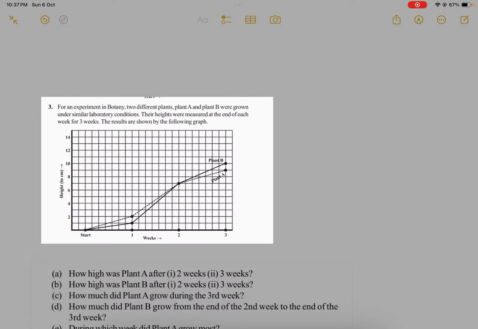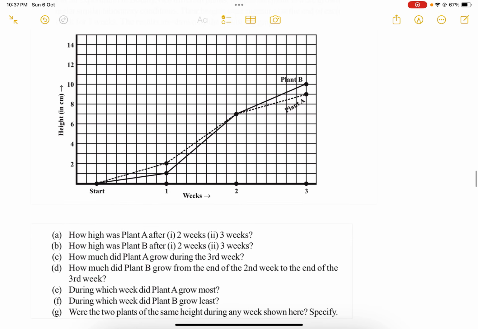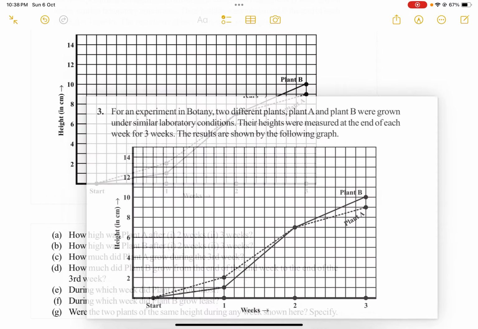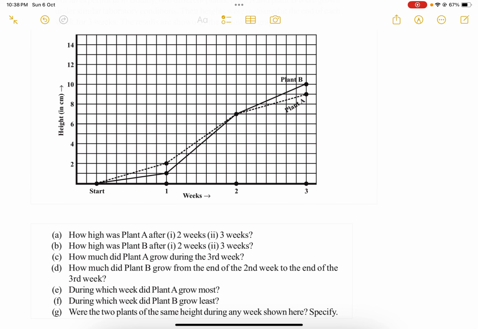Like that, you can see the line graph and can tell. And then, how much did plant A grow during the third week? So during the third week, that means from the second to the third week, how much has plant A grown? It has grown from 7 centimeters to 9 centimeters.